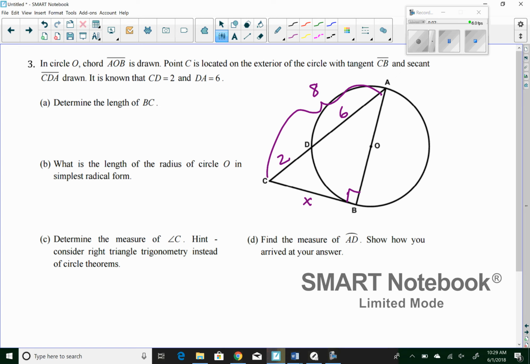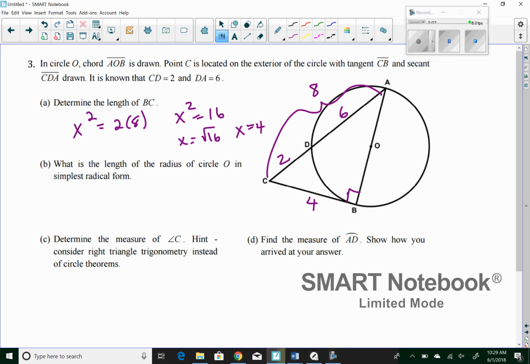So if I do x squared is equal to the part outside times the whole, I get x squared equals 16, which means x equals the square root of 16, or x equals 4. So now I know this distance from B to C is really 4. Then it wants to know the radius. Well, to find the radius, I could also find the diameter. I have two sides of a right triangle, so I could then find the diameter using the Pythagorean theorem.